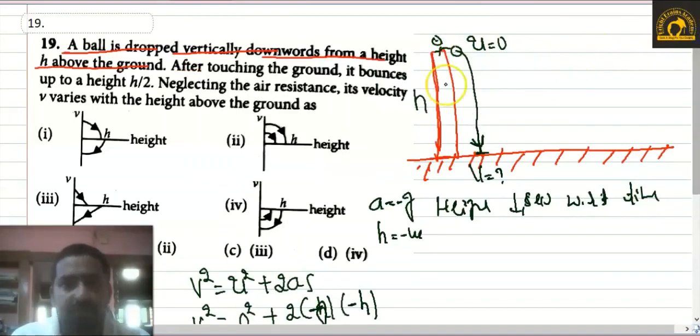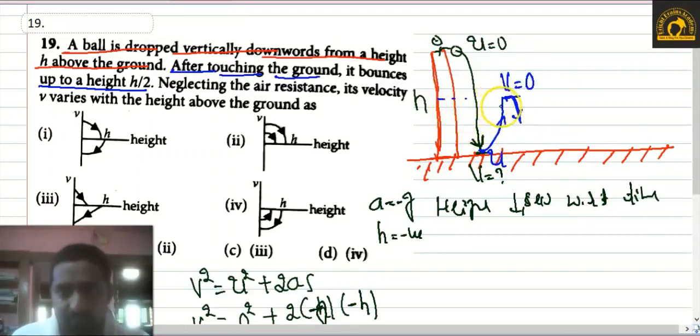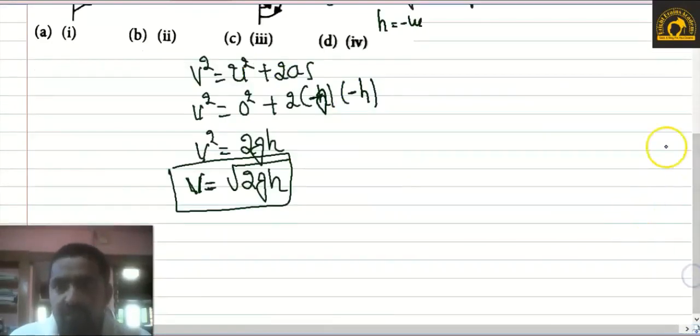Then again the question continues. After touching the ground, it bounces up to the height h by 2. Okay, up to the height h by 2. Again it moves towards the ground. So this is the initial velocity u, and what about the final velocity? The final velocity is zero. So now you have to calculate the initial velocity.